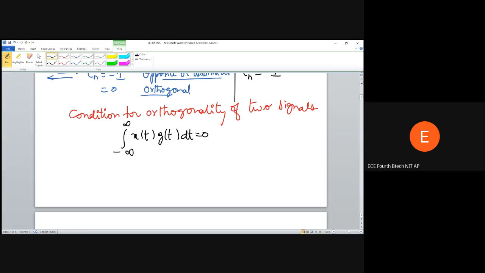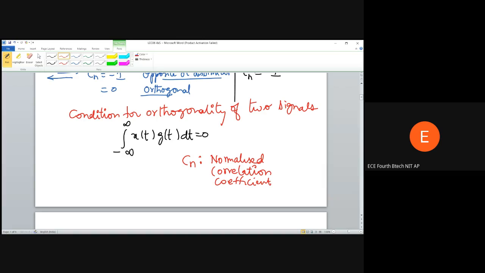Till now we have seen about the correlation coefficient Cn, in other words, the normalized correlation coefficient.